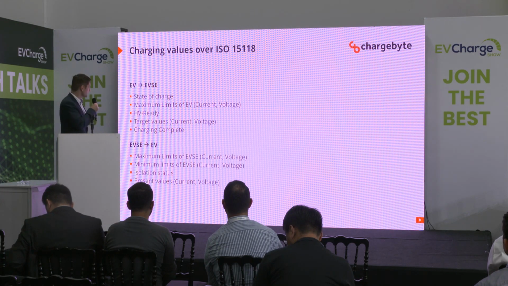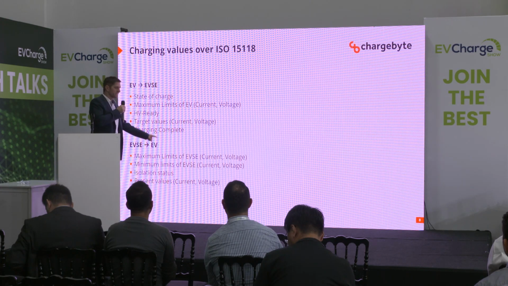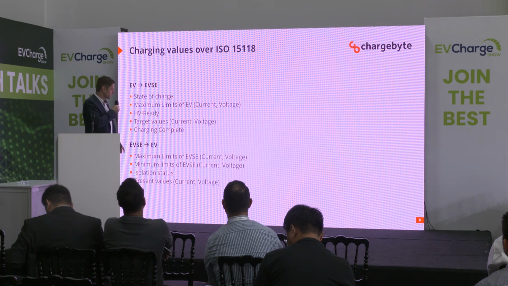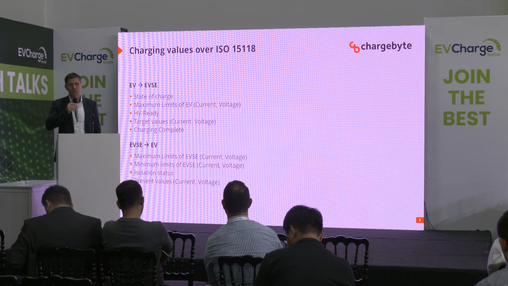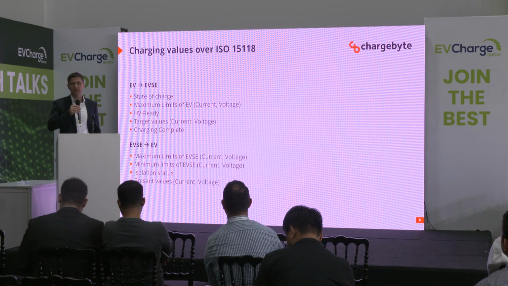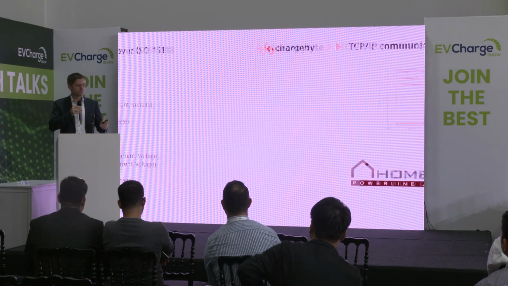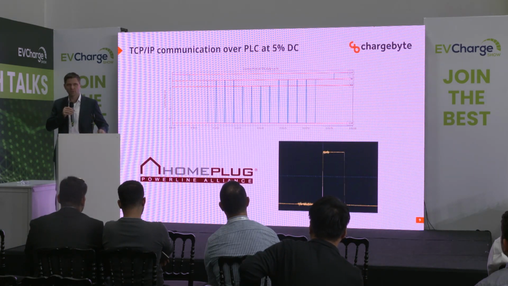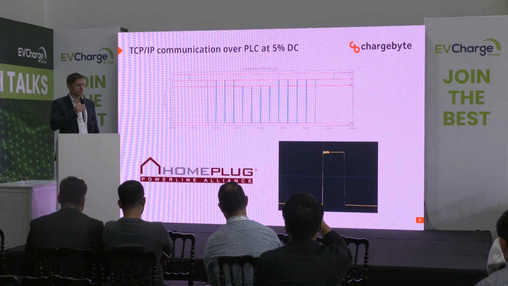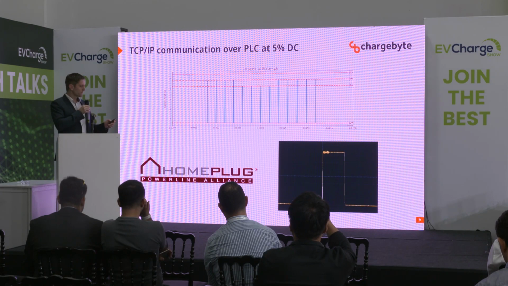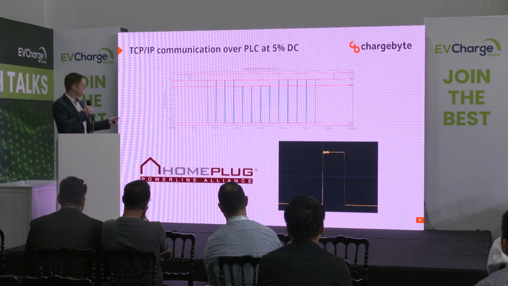And on the other side, the charging station also has to send its max limits, its minimum limits, the isolation status, because for DC you have to do a cable check, an isolation check, and also the actual values. And you see this is now too much for little PWM and amplitude modulation.